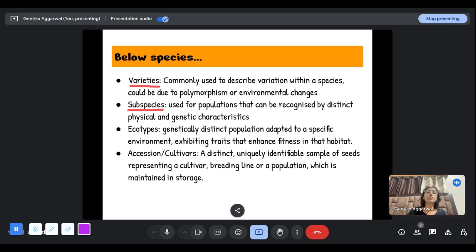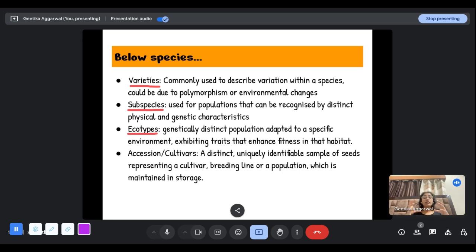But they can be subspecies because they can be recognized separately. Then there are ecotypes. Ecotypes are genetically distinct populations which have adapted to a specific environment. As the term suggests, they are types of organisms that belong to a certain ecosystem. Genetically they are distinct populations, but they're adapted to specific environments, and they exhibit traits that enhance their fitness to survive in that particular habitat.